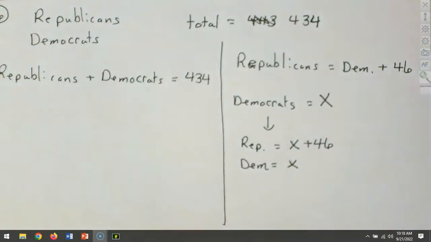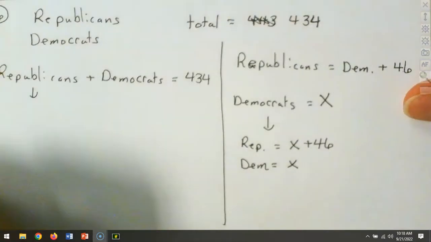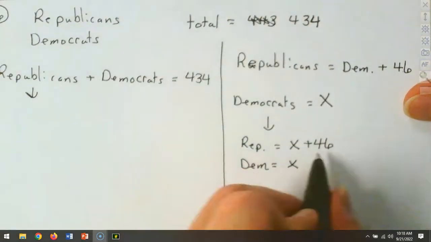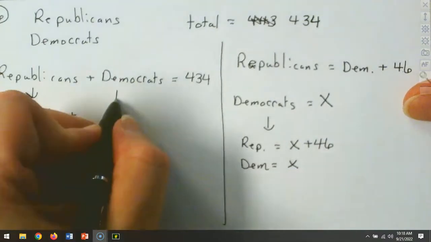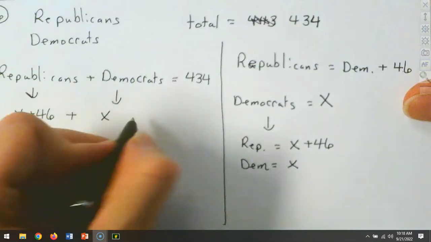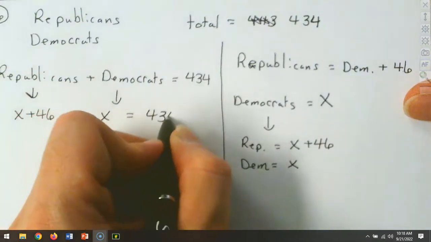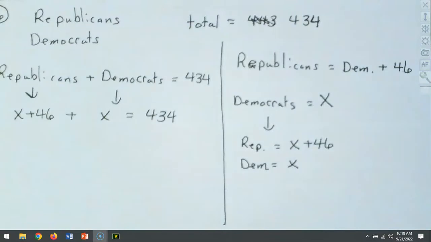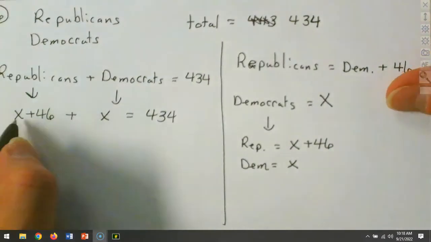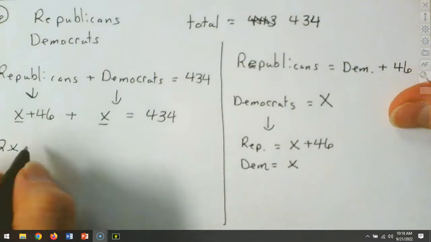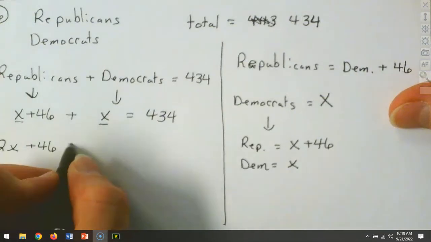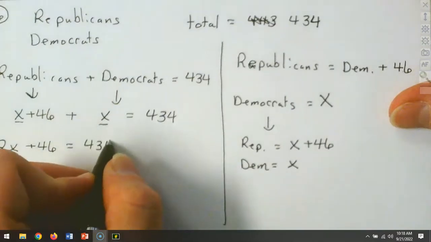So now we can rewrite it. Republicans, what's going to go here? That's going to be x plus 46. What about the Democrats? X. And what does that equal still? 434, doesn't it? Okay, now we can combine these together. The x's go together first, so that's 2x plus 46, and that equals the 434.